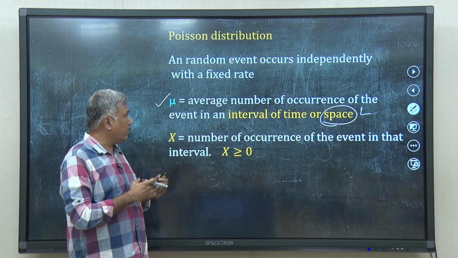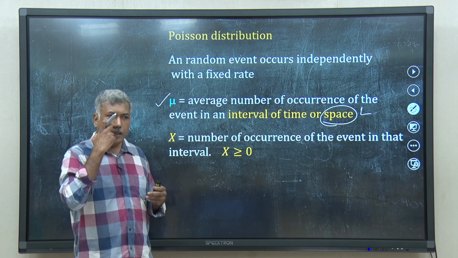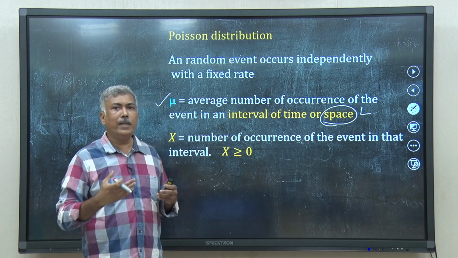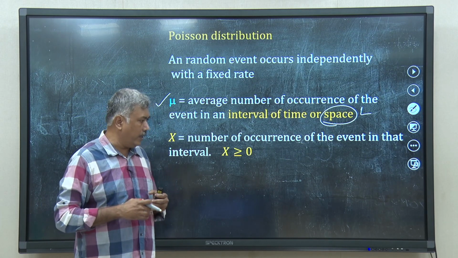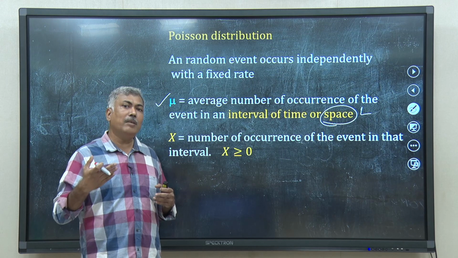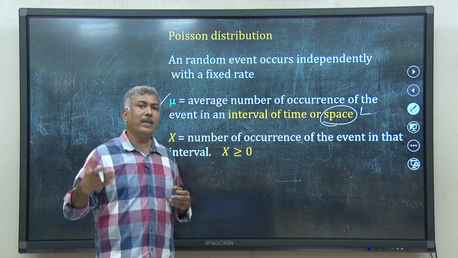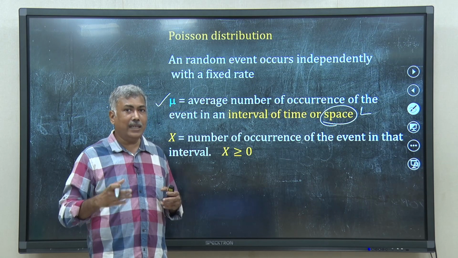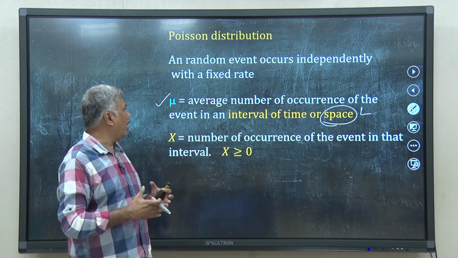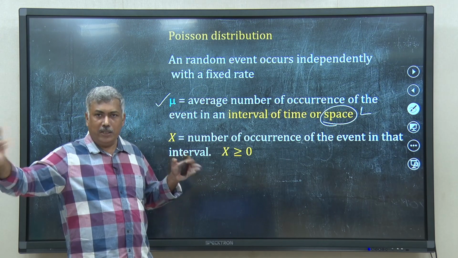And why do we bother about time? Because suppose we are trying to calculate the probability of death of bacteria in the presence of a particular antibiotic. In that case we can imagine each of the bacteria dies independently with a fixed rate of death, and mu is the average number of deaths in a particular time interval.